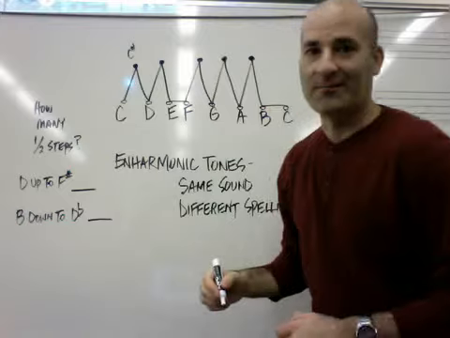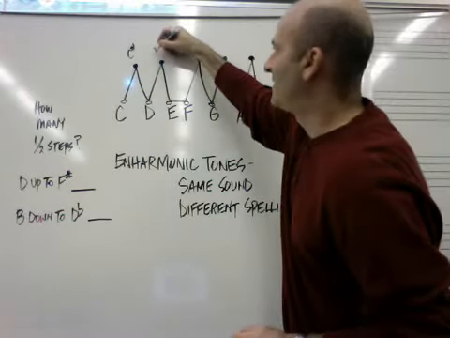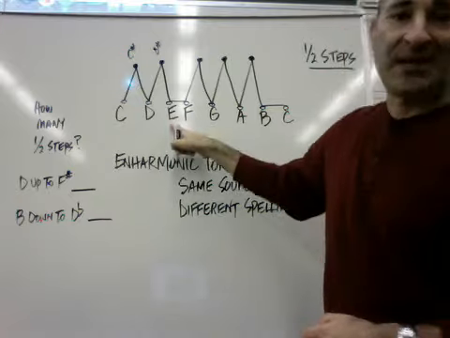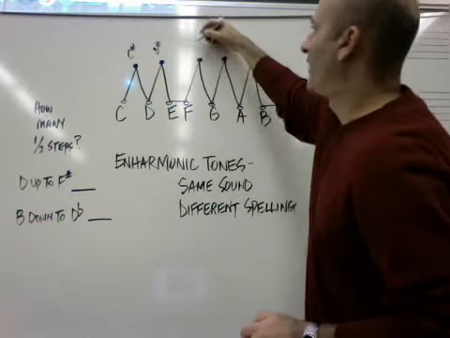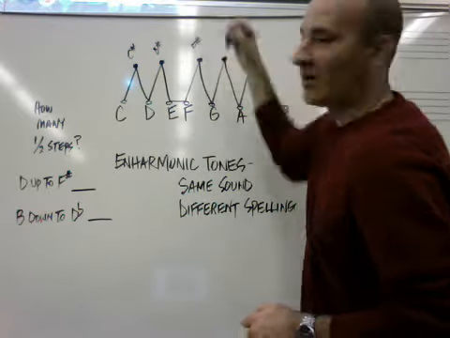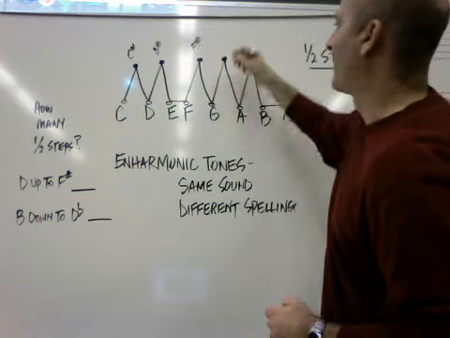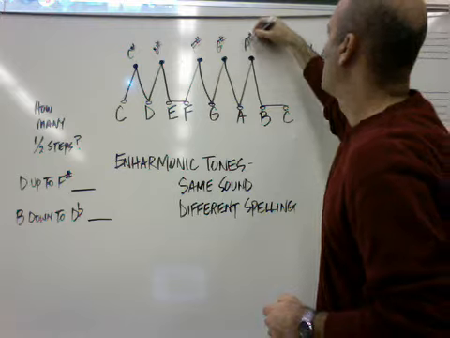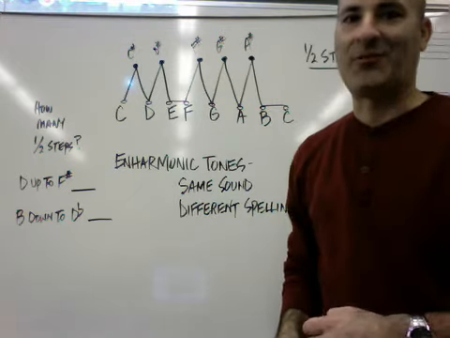we get C sharp. Same thing with D. If we want to raise D by a half step, we call it D sharp. We got to skip E for now. F, if we want to raise that by a half step, we call that F sharp. If we want to raise G by a half step, we call it G sharp. And if we want to raise A by a half step, we call it A sharp.